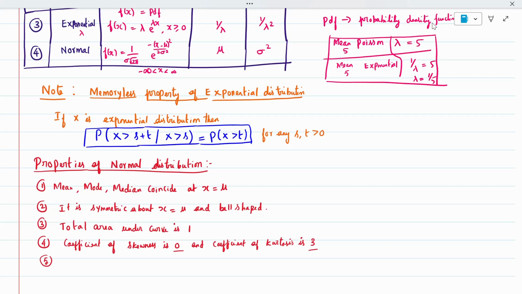We have some formulas for skewness and kurtosis; when you come to MTech, you can learn those. The fifth property: when we add all odd moments about the mean, the sum vanishes. It will disappear.